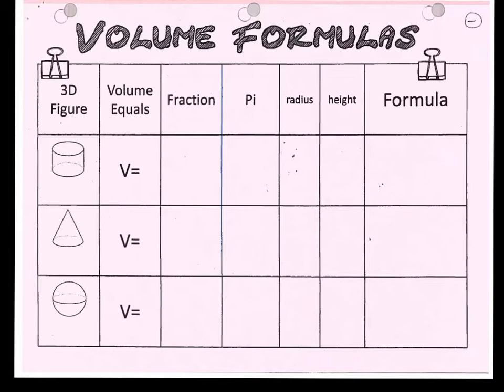So now we can flip open our packet to page 1, and we're going to find that the volume of all of these shapes have some very similar aspects. But for us, starting with a cylinder, we have no fraction, so we don't have to worry about that. We do have pi in our formula.